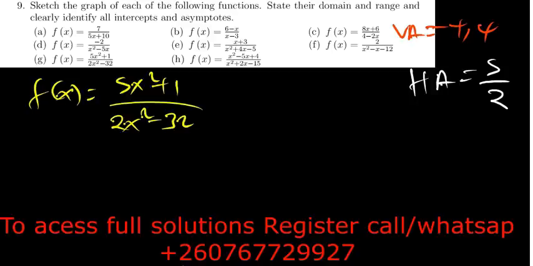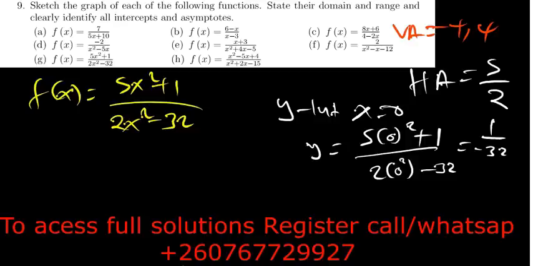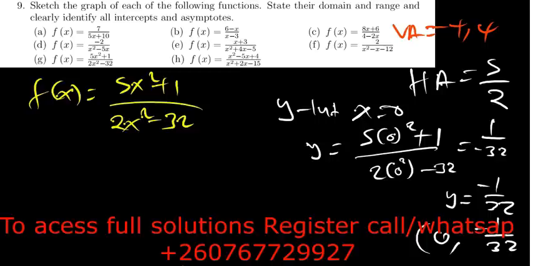Finding the y-intercept, x has to be equal to 0. So in this case, y is equal to 5 times 0 squared plus 1, over 2 times 0 squared minus 32. So I'll have 1 over negative 32. So my y-intercept is at negative 1 over 32. So when x is 0, y is negative 1 over 32. Let's keep that.